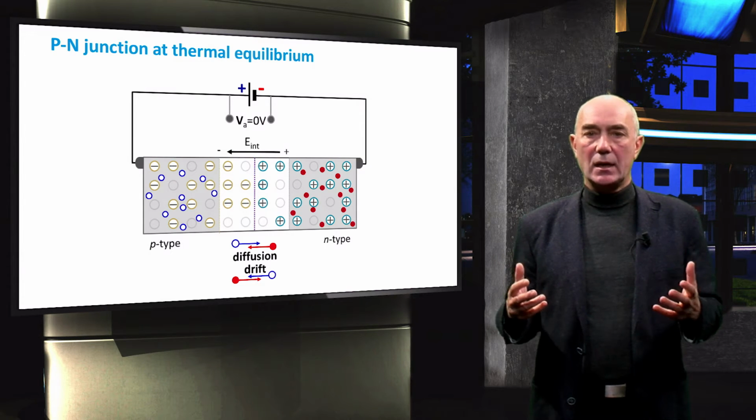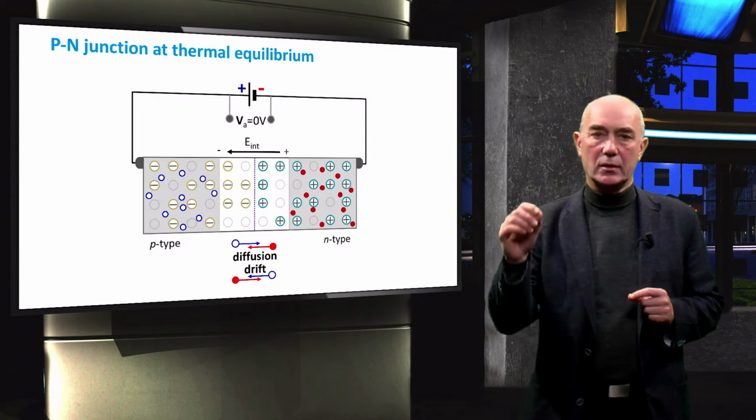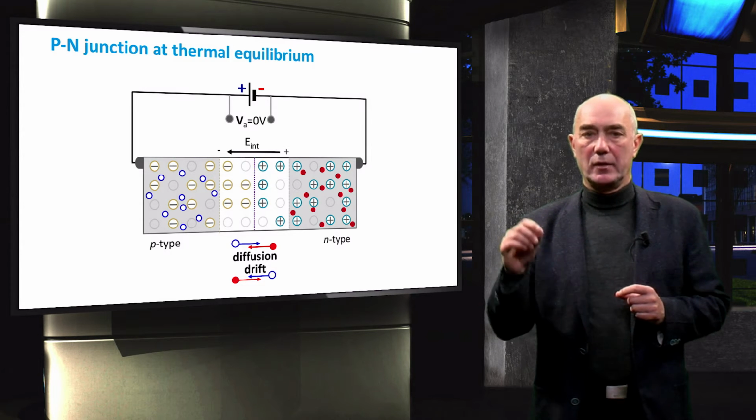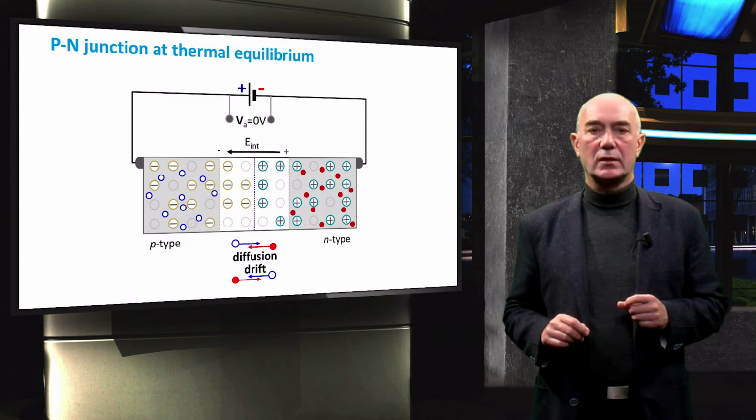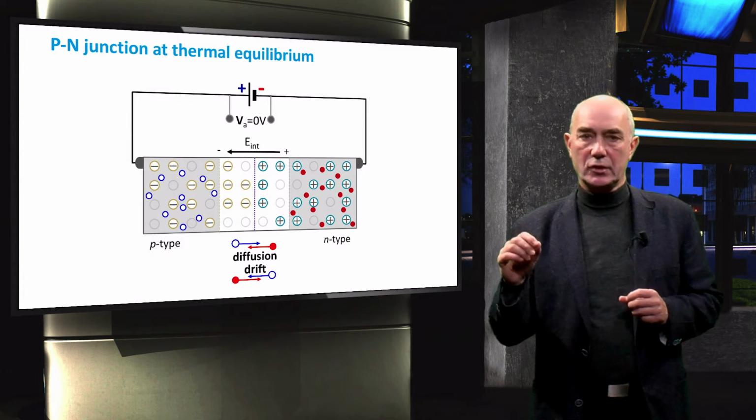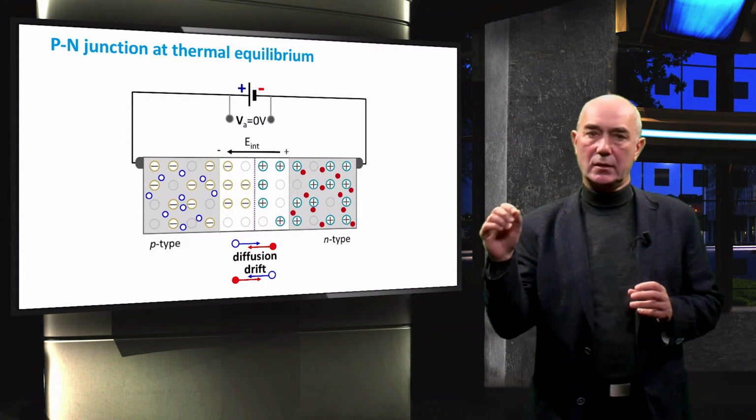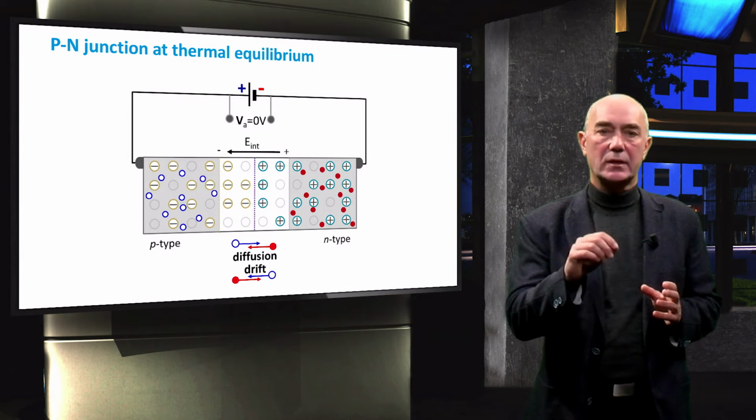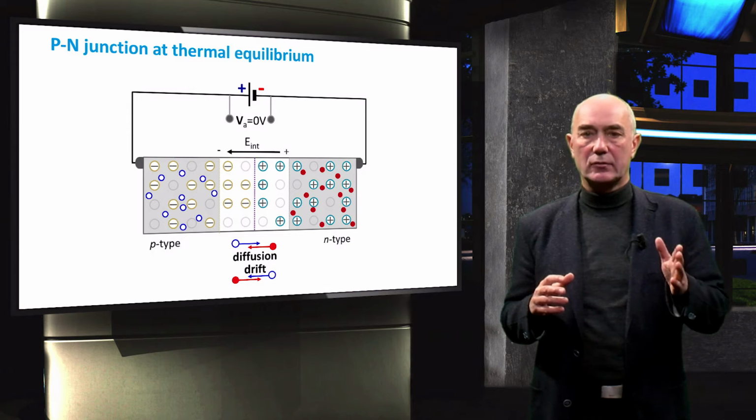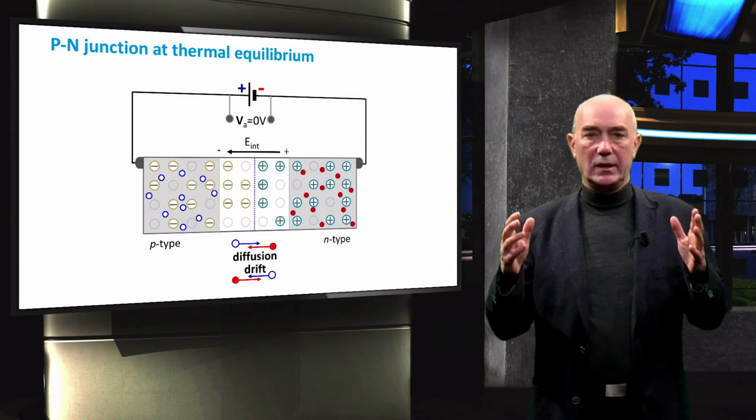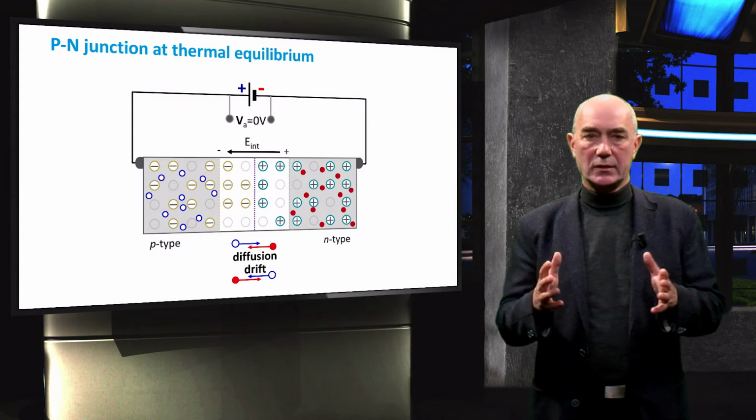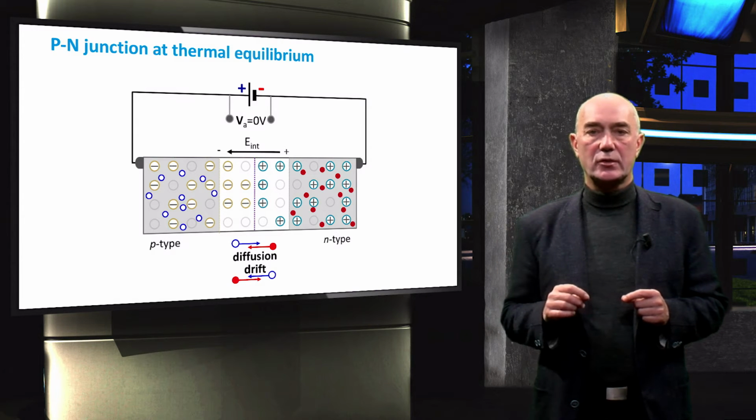Again, we start with a p-n junction at thermal equilibrium. Remember that there is a depletion region at the p-n junction interface. The diffusion of charge carriers is counteracted by the drift caused by the internal electric field in the depletion region. When these two currents are balanced, the width of the depletion region can be defined.